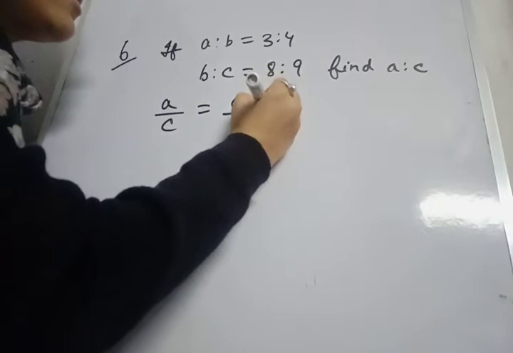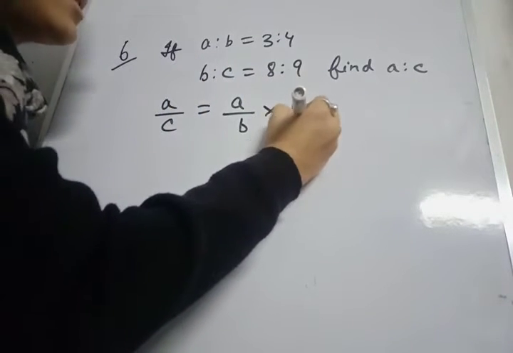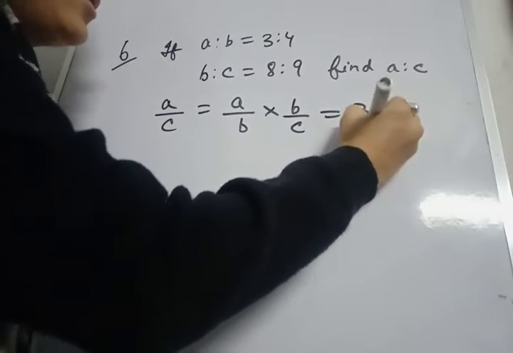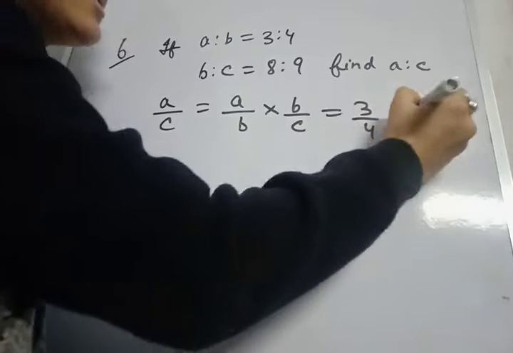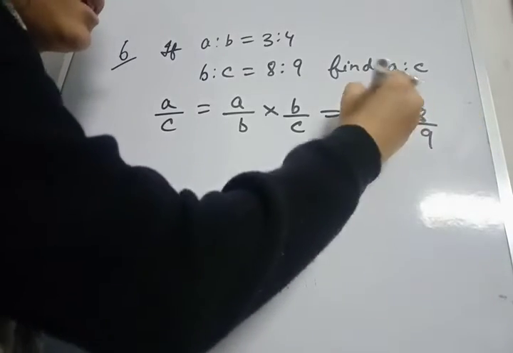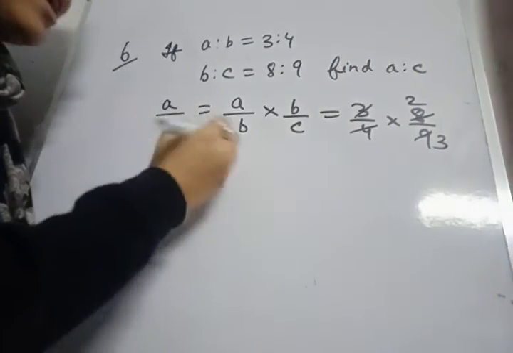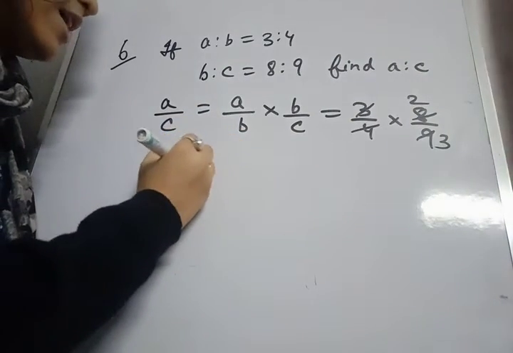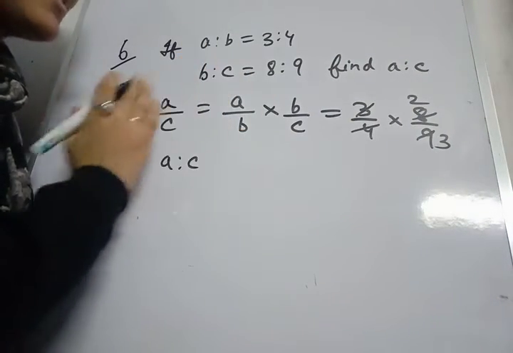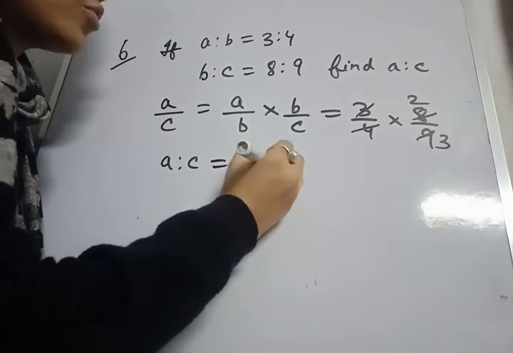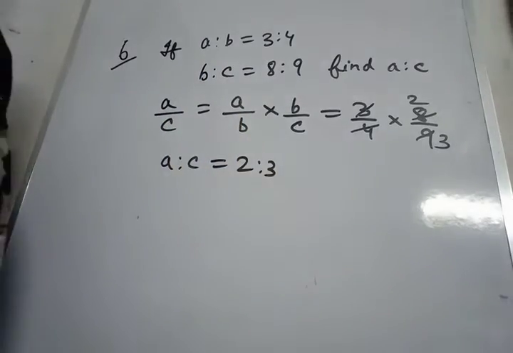A by B into B by C. A by B is what? 3 by 4 and B by C is 8 by 9. So 3 4s are 12, 4 2s are 8. So A by C equals 2 is to 3, or A is to C. A by C equals 2 by 3 and A is to C equals 2 is to 3. Okay.